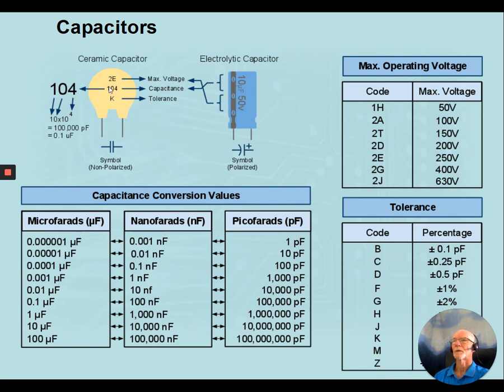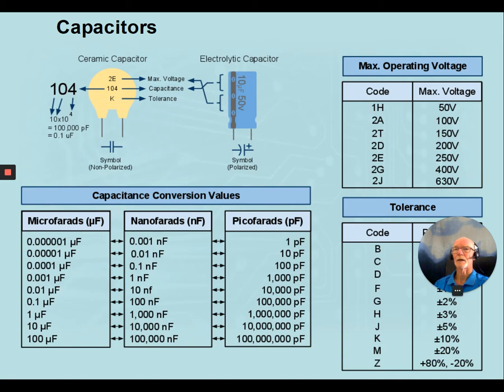Other numbers, for example, the maximum voltage rating is given a code over here. We see 2E is 250 volts. The tolerance is K, and K we see is a 10% tolerance.